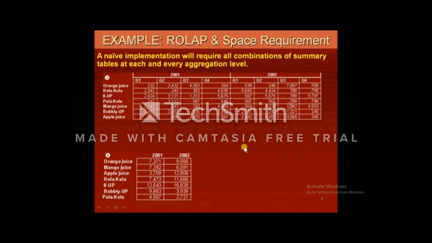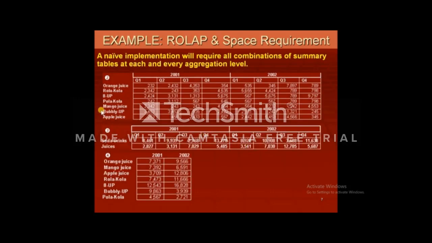So we would take a look at this thing. So now these all items belong to some category. Some belong to soda drinks and some belong to juices. So if we take the summary table for product category and the quarters in each year, we'll get the summary table.